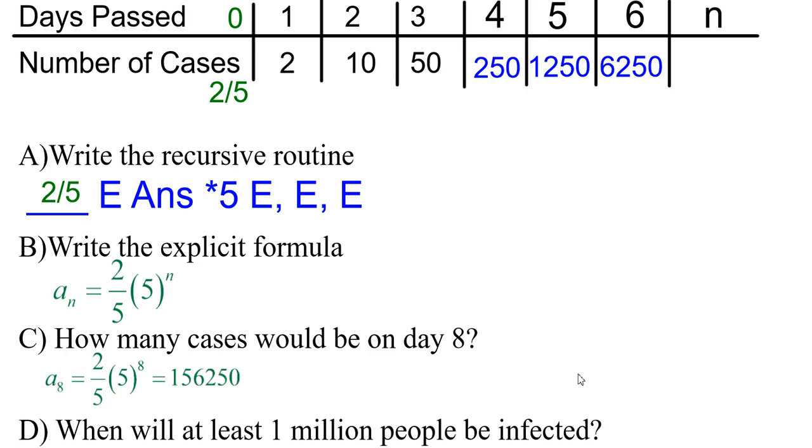Now, when will at least 1 million people be infected? Well, this is my output, right? My A sub n, 1 million. And I have to figure out the input, or n, how many days past will make that happen. And there's several ways that we could work on figuring that out.